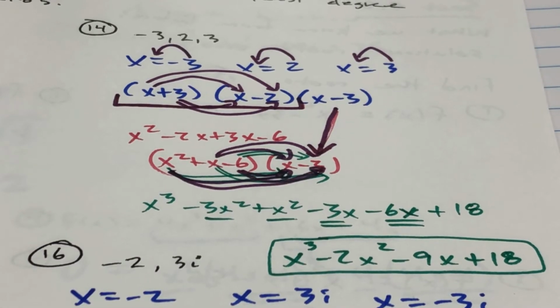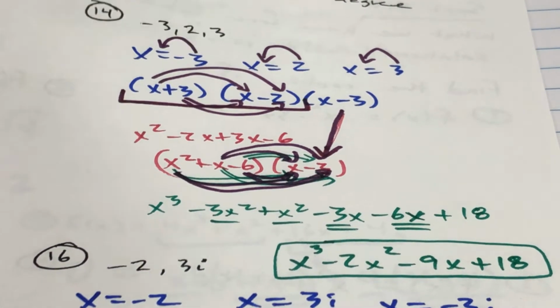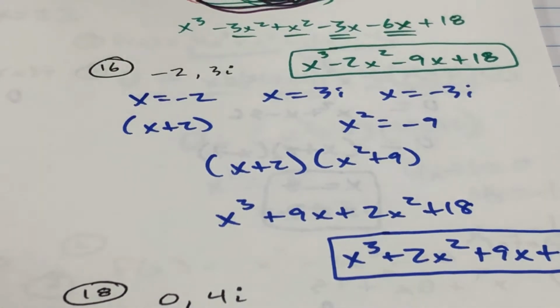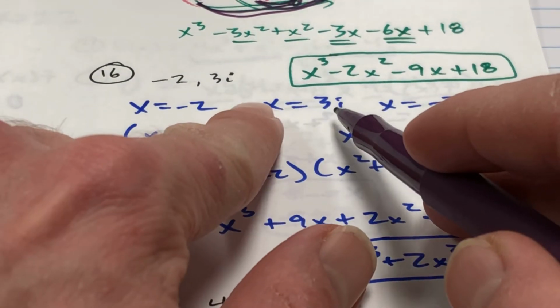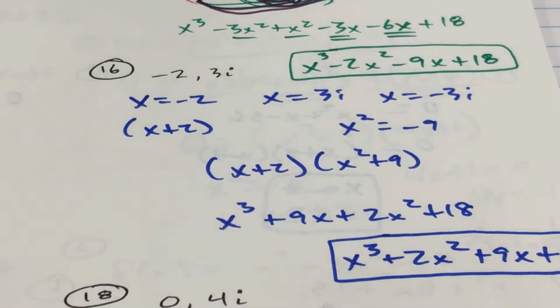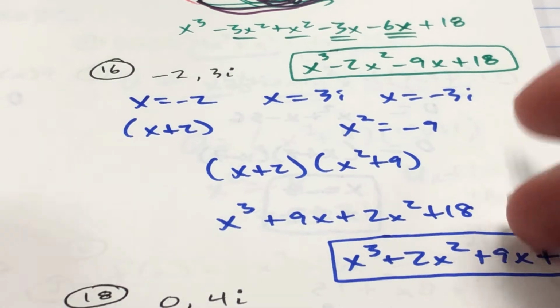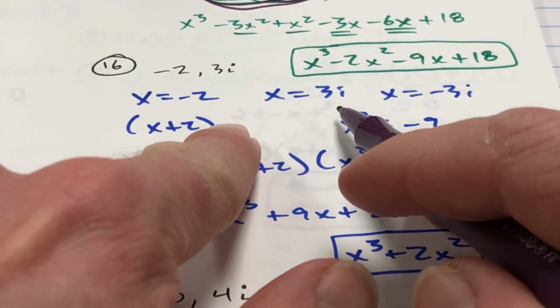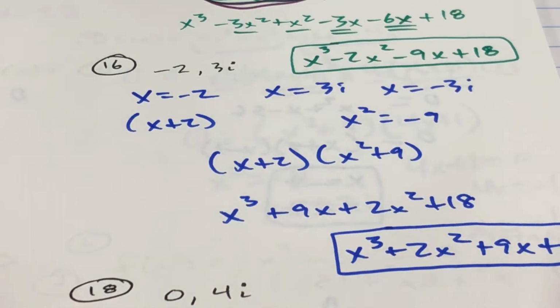Not really too many issues on 13 through 15. It's where we get to 16 with the i's. So x equals negative 2, that's a fact. X equals 3. And then, folks, every single time we've gotten an answer involving i, we've always had plus or minus something with i. So if 3i is an answer, then its conjugate, negative 3i, is also an answer.